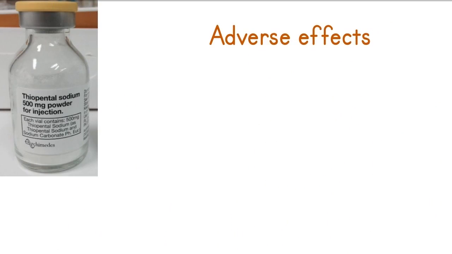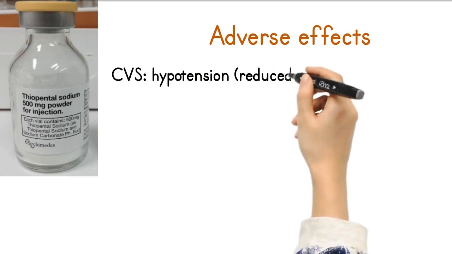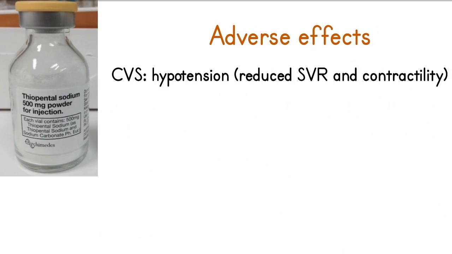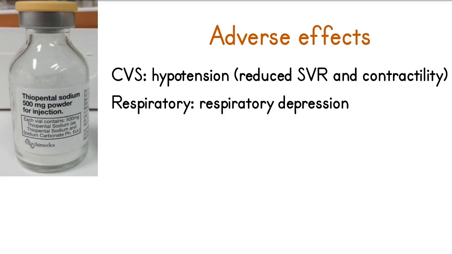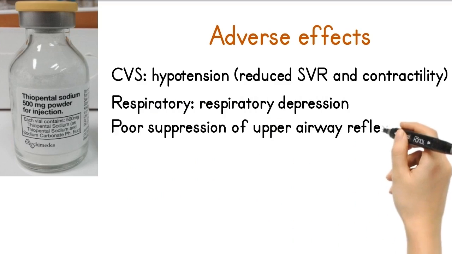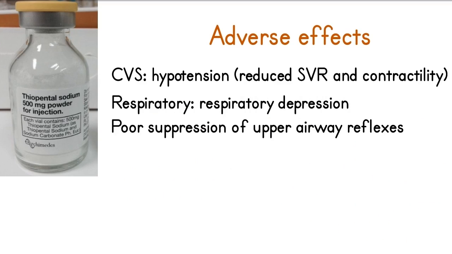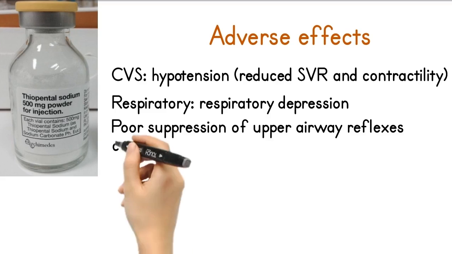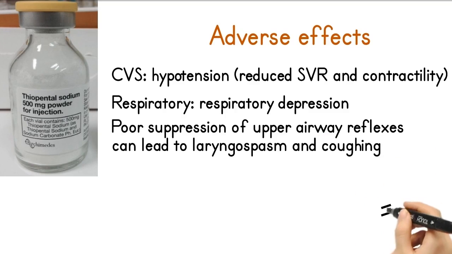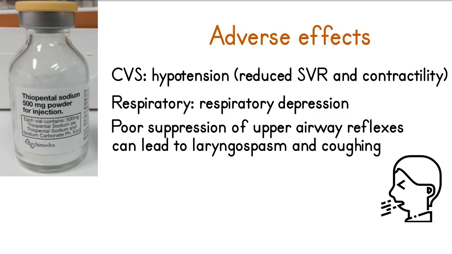Adverse effects of thiopentane are cardiovascular: hypotension, again due to reduced systemic vascular resistance and contractility, although the hypotensive effect is less pronounced than with Propofol. Thiopentane also causes respiratory depression. It causes relatively poor suppression or even heightened upper airway reflexes at induction, and this can lead to laryngospasm or coughing if the airway is instrumented before anaesthesia is deepened with volatile agent.